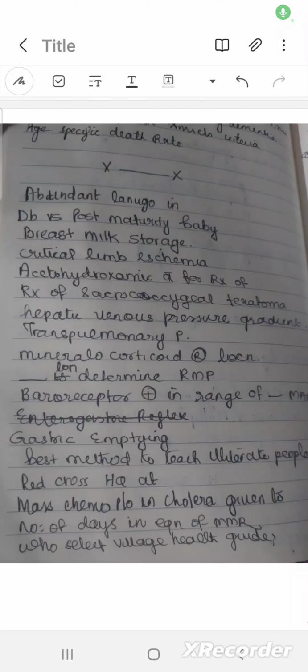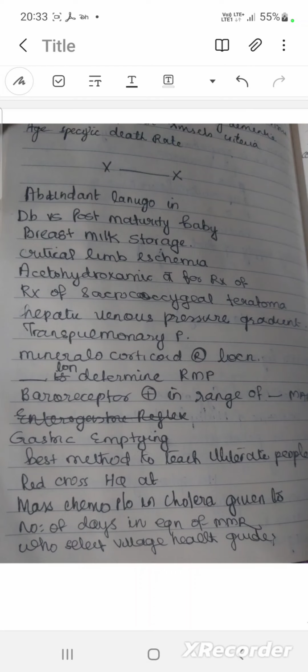Let's learn a few important topics for NEET PG. Abundant lanugo is present in a premature baby. Then next is diabetic versus post-maturity baby.